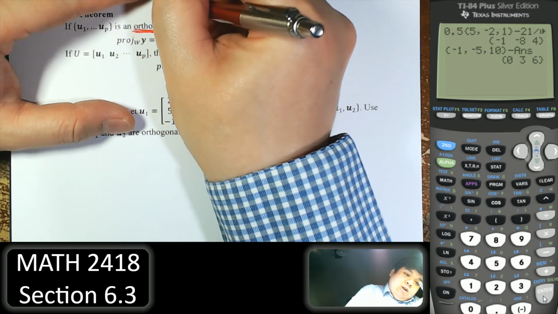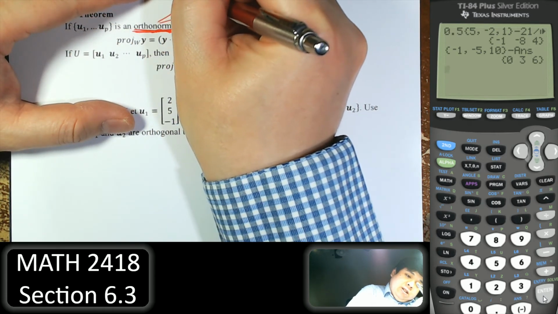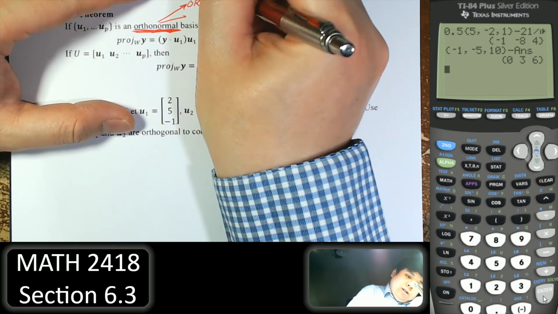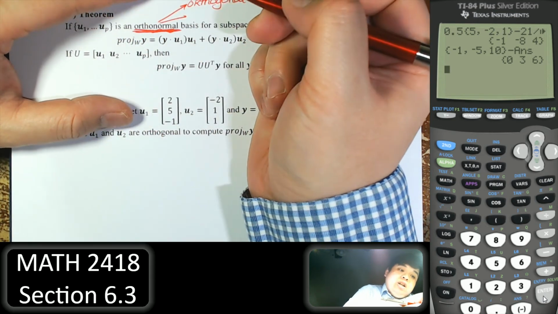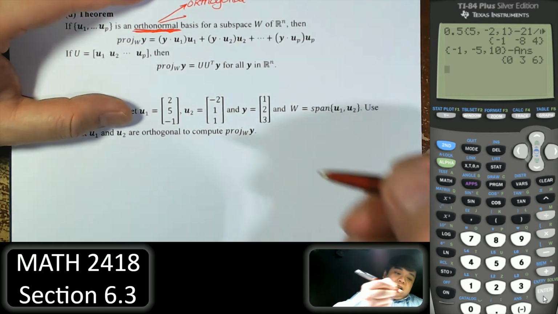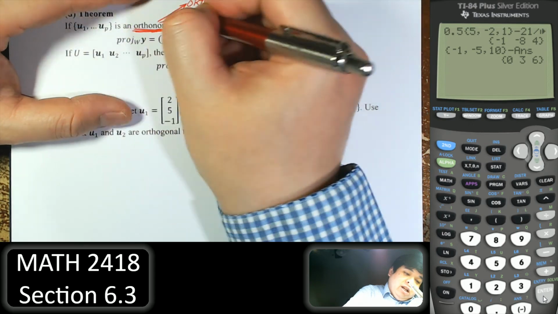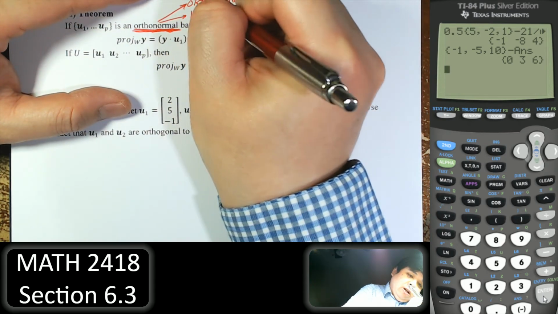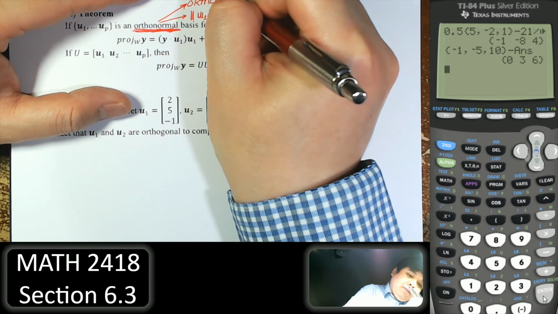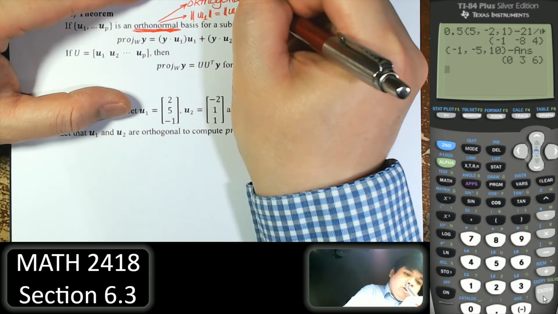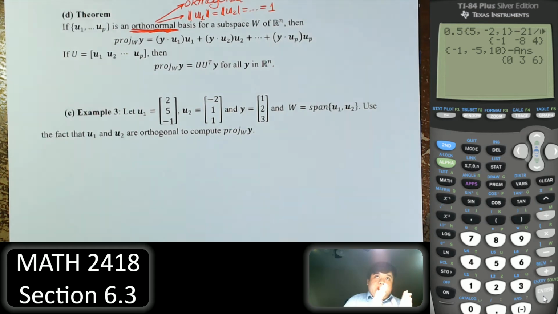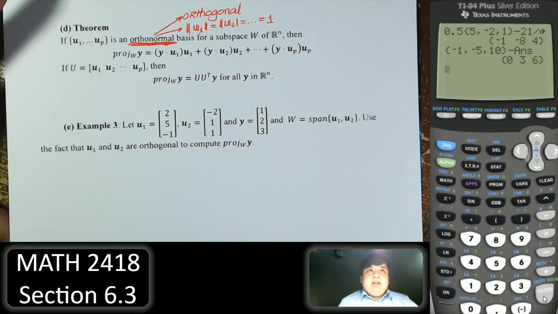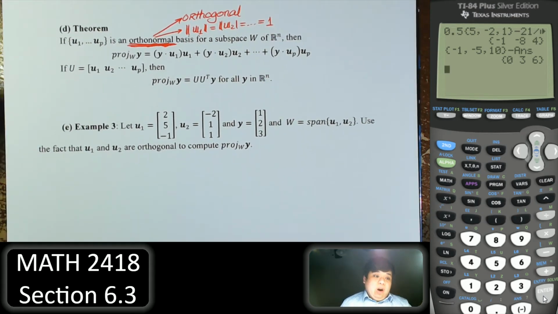So once again, an orthonormal basis has two properties. That is orthogonal, of course. And the second part is normal. Normal means that the length of each vector is 1. So we say the length of u1, u2, and so on must be equal to 1. So each vector is a unit vector, and they are orthogonal to each other.